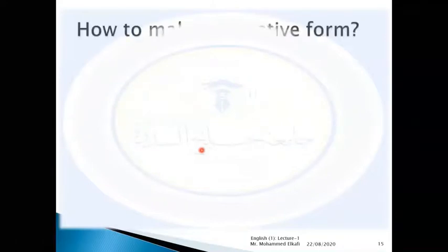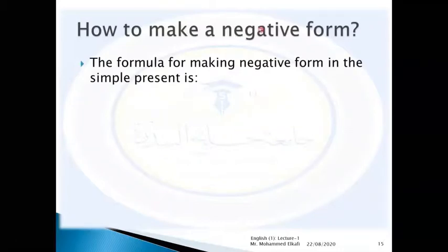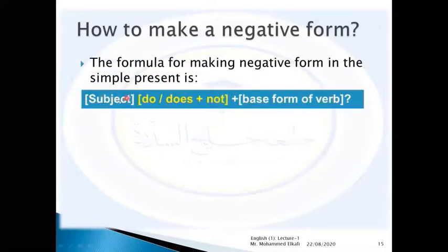So how to make a negative form? A negative includes mainly not. The formula for making the negative form in the simple present is subject first, he, she, it, or I, you, we, they. In case he, she, it, we use does plus not. In case the subject is I, you, we, they, we use do plus not. Then after does not or do not, we use what? The base form of the verb, the verb without any s. The main verb, the base form without any s added to it.